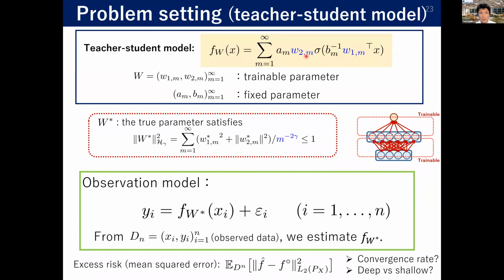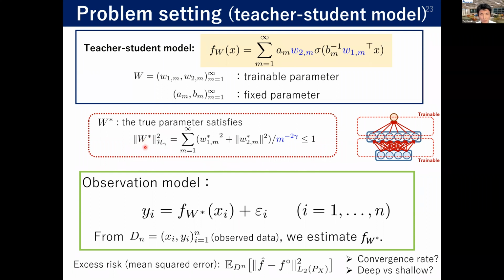Okay. So let us consider a very simple two-layer neural network that is given like this. Here, a_m and b_m are some fixed parameters, a kind of scaling parameters. And we train W1m and W2m. And we assume that the true function is included in this very simple teacher model. And moreover, we fit this model to the data. Here, W star is the parameter of the true function.